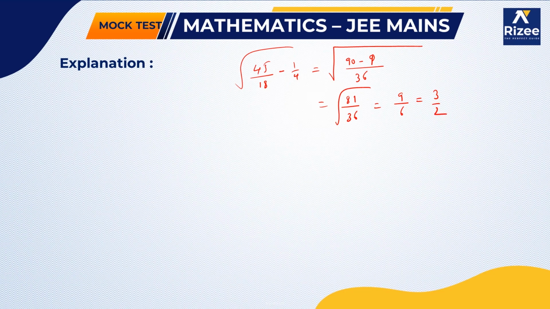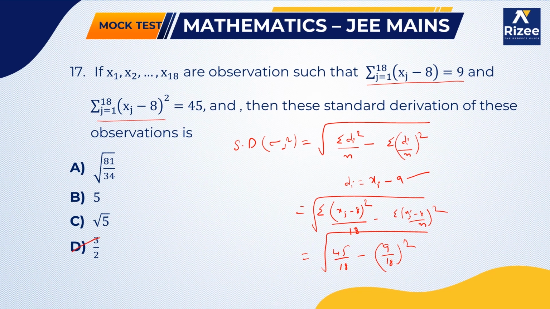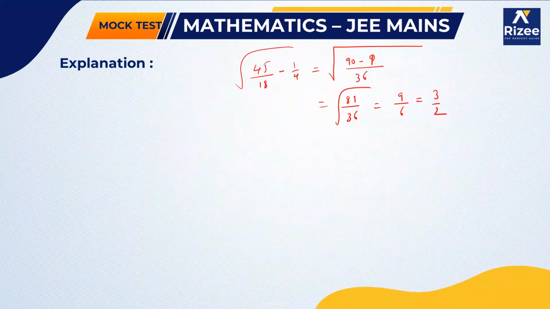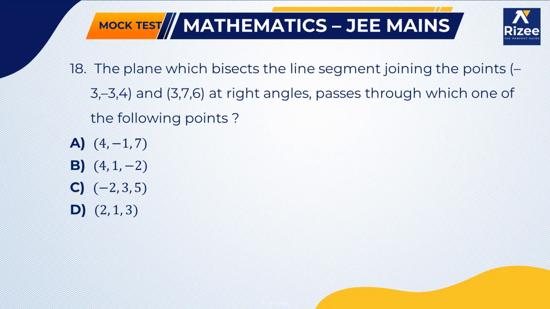So the next question: the plane which bisects the line segment joining the points 3 comma minus 3 comma 4. Here the plane bisecting means we get perpendicular. So what is the first point? Minus 3 comma 4. The second point 3 comma 7 comma 6. The midpoint of these two, we can say how much?